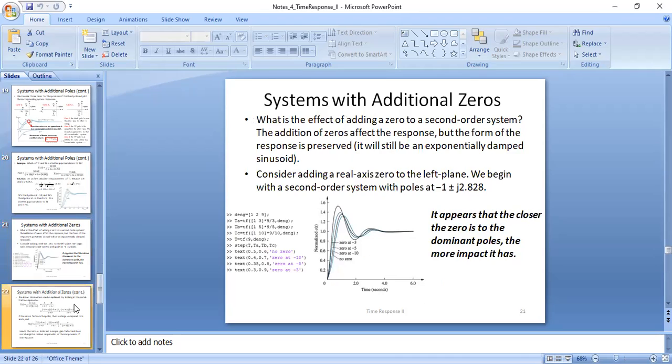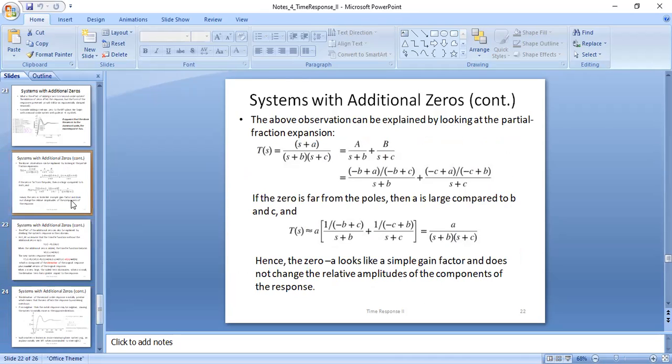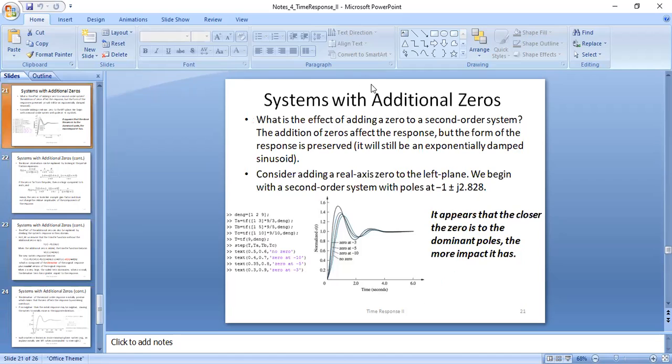Understood? Okay. Now this is a system with an additional pole. In the previous slide we discussed what happens when we add poles. Now we will see what happens when we add zeros. Usually when you add a zero, it affects the response, but the form of the response is preserved. If it is something like this, after adding the zero it would be something like this only.